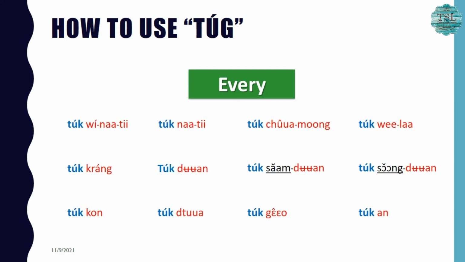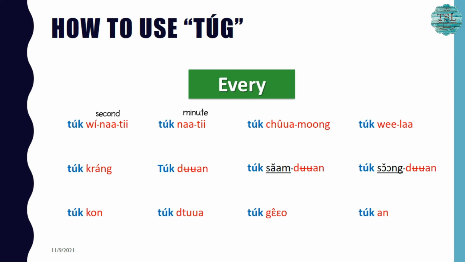So now let's learn how to use ทุก, which means every. The first one, ทุกวินาที. วินาที means second, so ทุกวินาที means every second. And then ทุกนาที. นาที means minute, so ทุกนาที means every minute. For example, I can say ฉันรักคุณทุกนาที, I love you every minute.